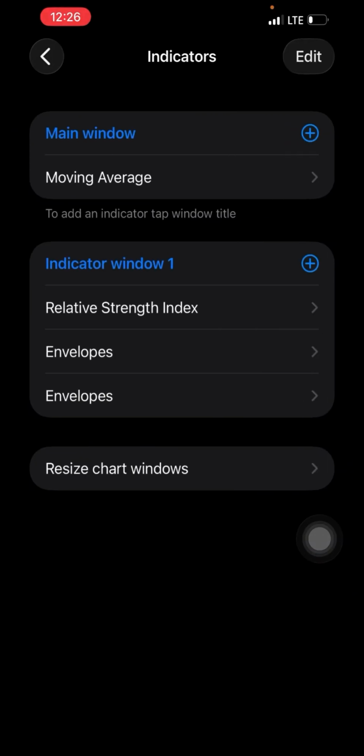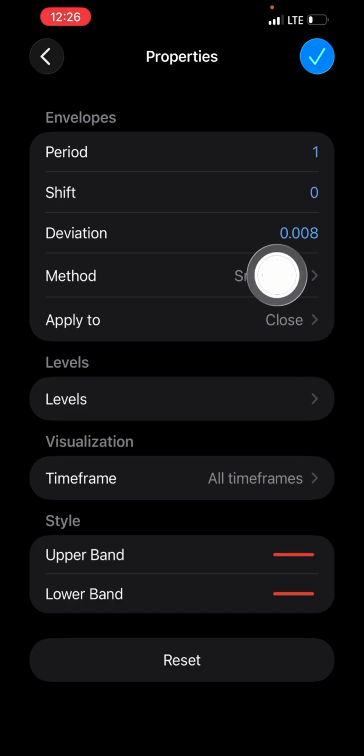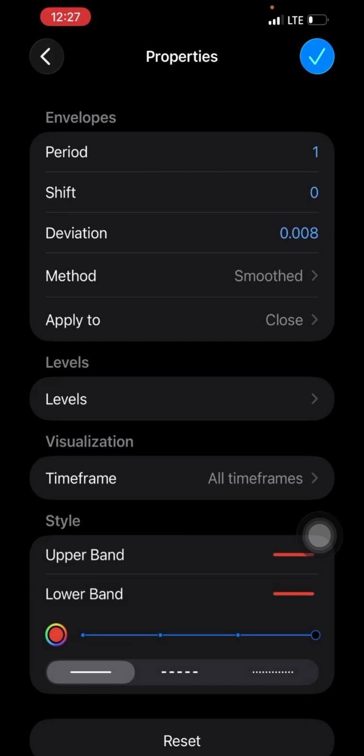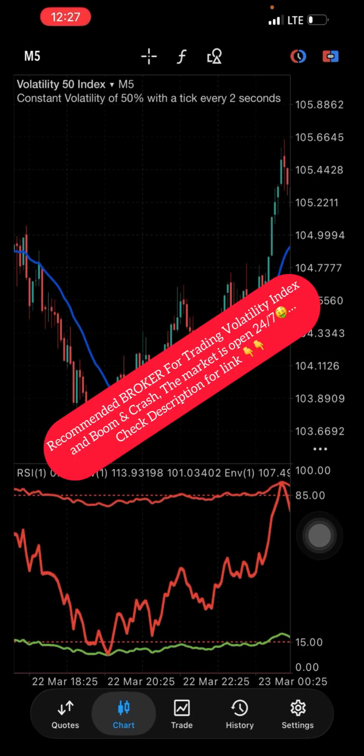All right, lastly we have the envelope again. You click on the indicator plus icon, you search for envelope again. For this one, the period is still 1, shift is 0, the deviation has changed, deviation is 0.008, the method is smoothed, apply to is close, the level you leave as it is, time frame is all time frames. The upper band is color red, 4 pixel, lower band is also color red, 4 pixel. After that you click on done. Once you have set everything correctly, as I've just explained, you are going to have a screen like this.